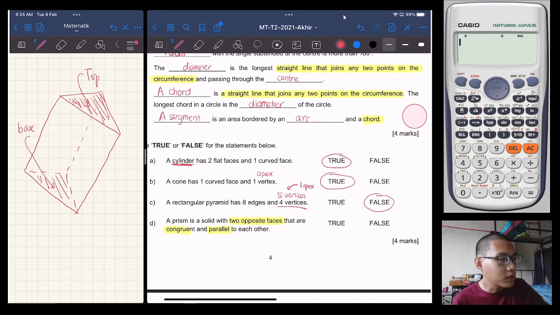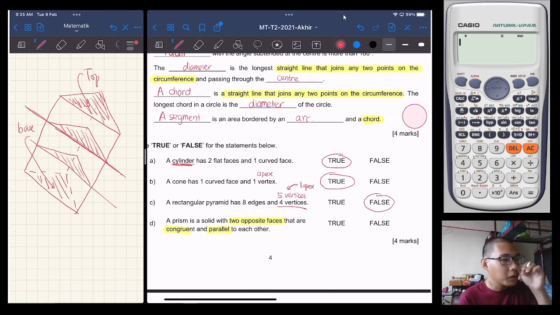Because they are parallel, if we take a cross section horizontally, parallel with them, we also find that this part is parallel and congruent too, and this other part is also congruent too. Okay, so this is a prism. So it's a true statement.